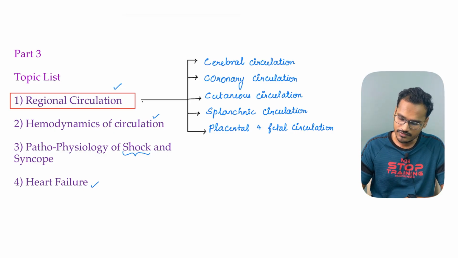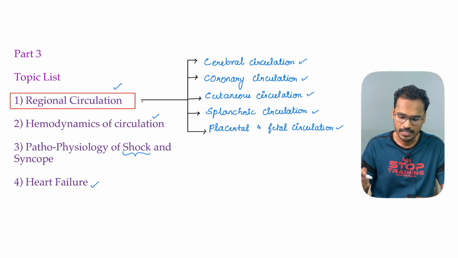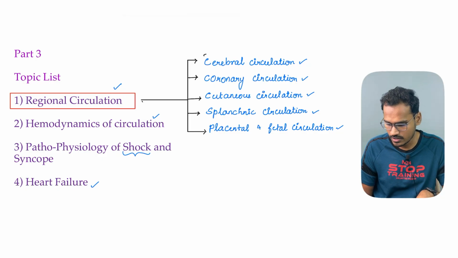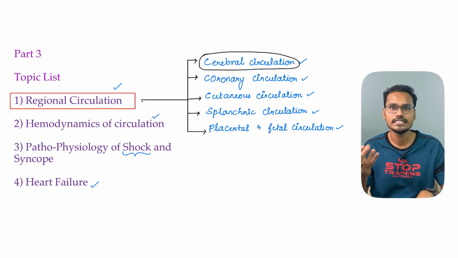The regional circulation we will be discussing includes cerebral, then coronary, then cutaneous, the skin, then splanchnic, the GIT, then placental and fetal circulation. And today this video will be on the cerebral circulation. So what are the special features that we see in the cerebral circulation? That's what we are going to discuss.